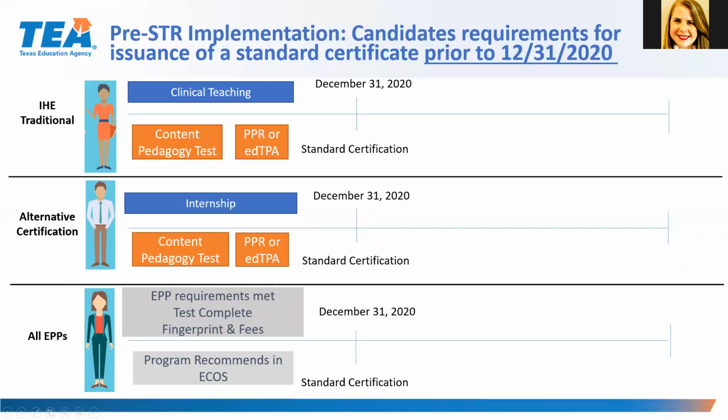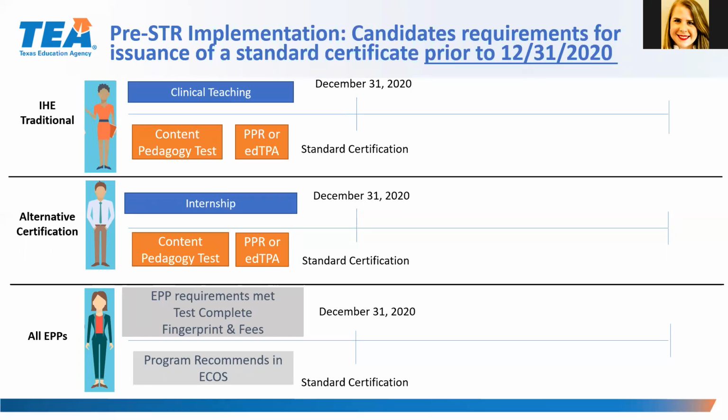The first group of teacher candidates we will discuss are teacher candidates who may be issued a standard certificate prior to the Science of Teaching Reading exam requirement taking effect on January 1, 2021. Teacher candidates who have completed their educator preparation program requirements, passed all required certification exams, including the required content pedagogy exam, such as core subjects EC6, and pedagogy exams, such as the PPR, completed fingerprinting requirements, and applied for their standard certification in ECOS, including submitting all certification fees, and whose EPP has recommended for certification in ECOS, all prior to December 31st, 2020, will have their standard certificate issued without the STR exam requirement.